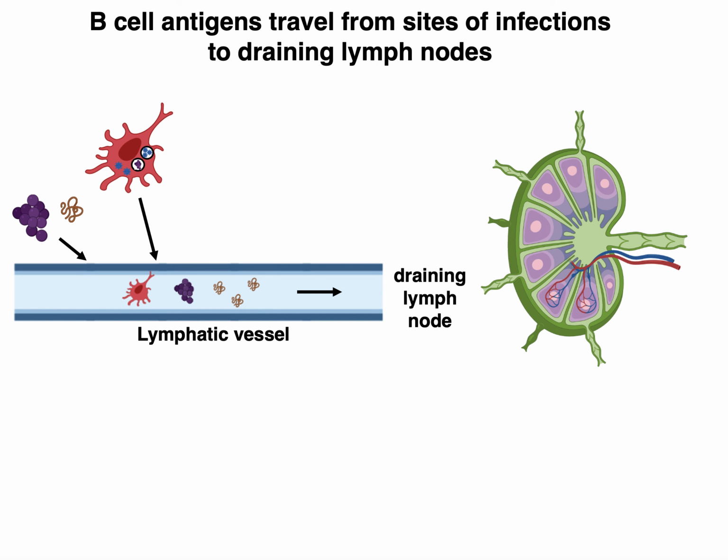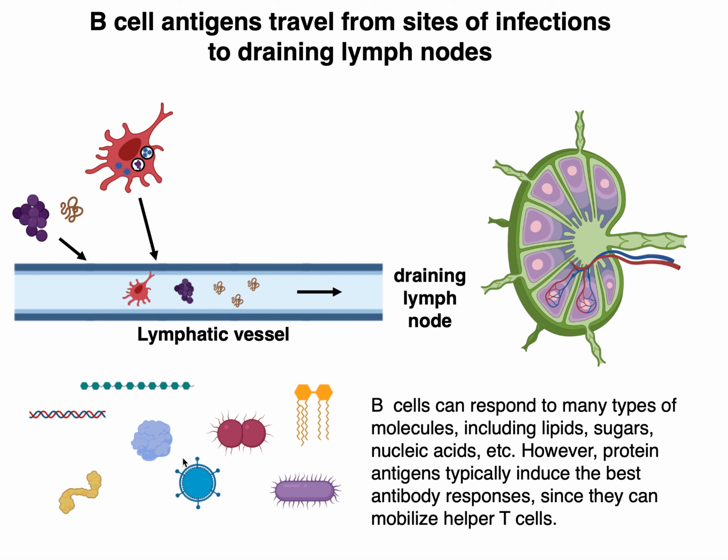So turning our attention now to B cells and how B cells get activated and the effector functions of antibodies. As I mentioned previously, free antigens can migrate via the lymph into the draining lymph node, and these free antigens can interact with B cells within the primary B cell follicle. B cells can respond to many types of molecules, lipids and sugars and nucleic acids. Protein antigens, however, tend to induce the best antibody responses, and that's because only proteins can also mobilize helper T cells.